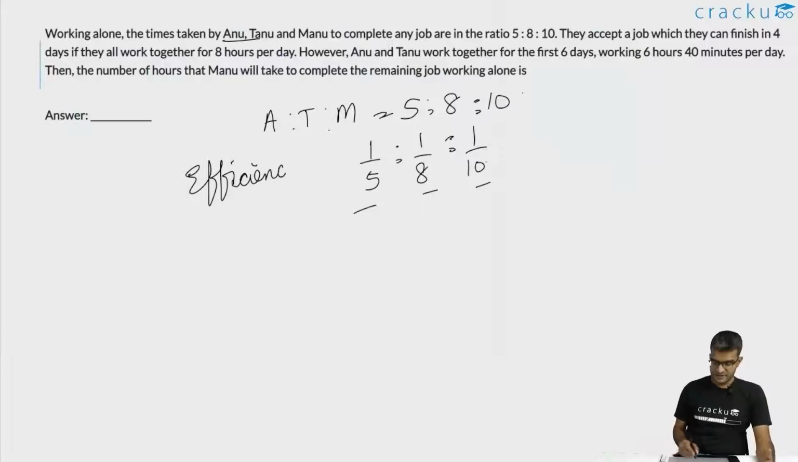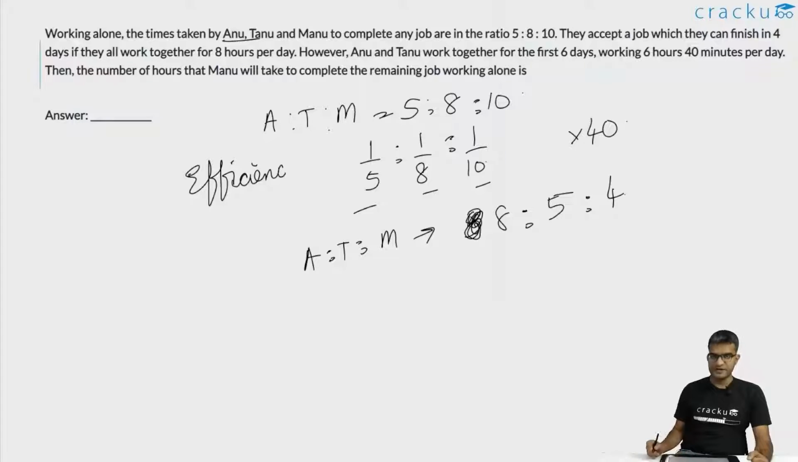To remove the denominators, let us multiply the efficiencies with 40, which is the LCM of 5, 8 and 10. So the amount of work done by Anu, Tanu and Manu is in the ratio of 8, which is 40 by 5, is to 5, which is 40 by 8, is to 4, which is 40 by 10. This is the amount of work that they do in 1 hour. So let us assume that Anu does 8 units in 1 hour, Tanu does 5 units in 1 hour, and Manu does 4 units in 1 hour.